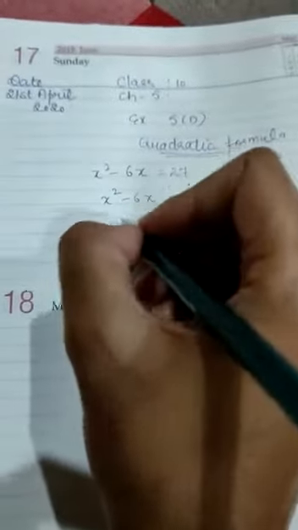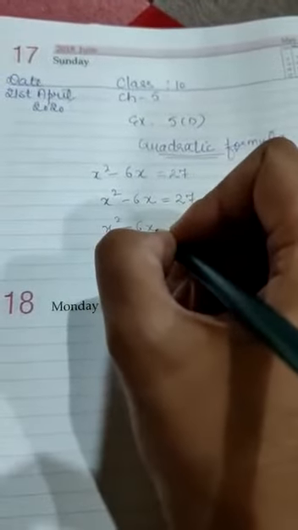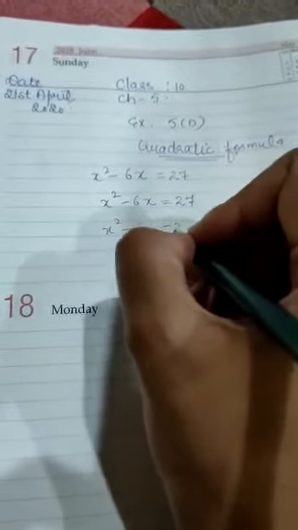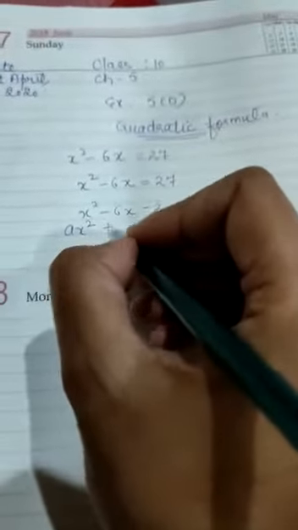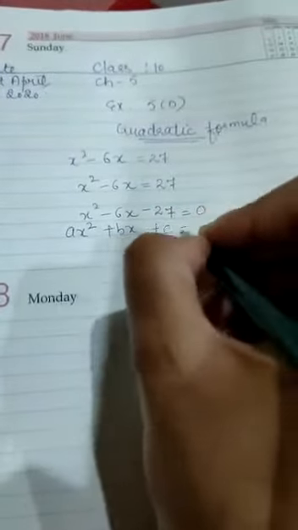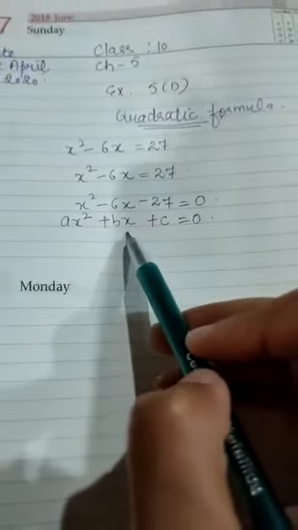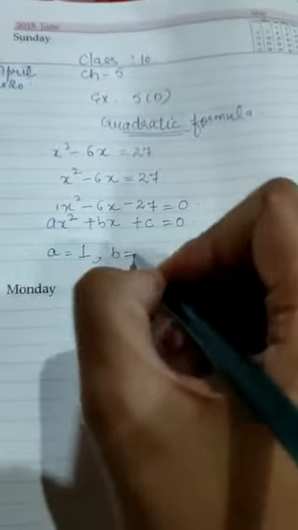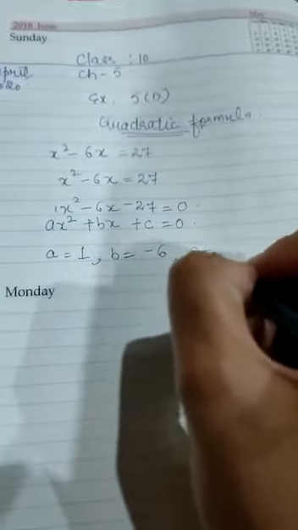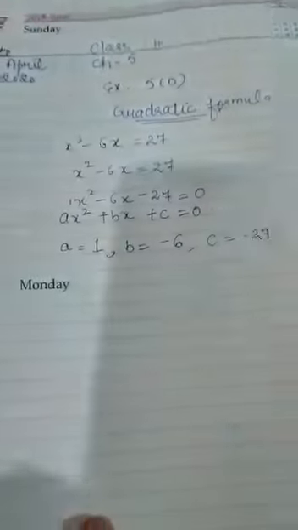So first of all we will convert it into a quadratic equation. So this plus 27 will become minus 27 equals to 0. Now compare this equation with the standard form, that is ax square plus bx plus c is equals to 0. After comparing, we will get the values: a is equals to 1, b is equals to minus 6 and c is equals to minus 27.